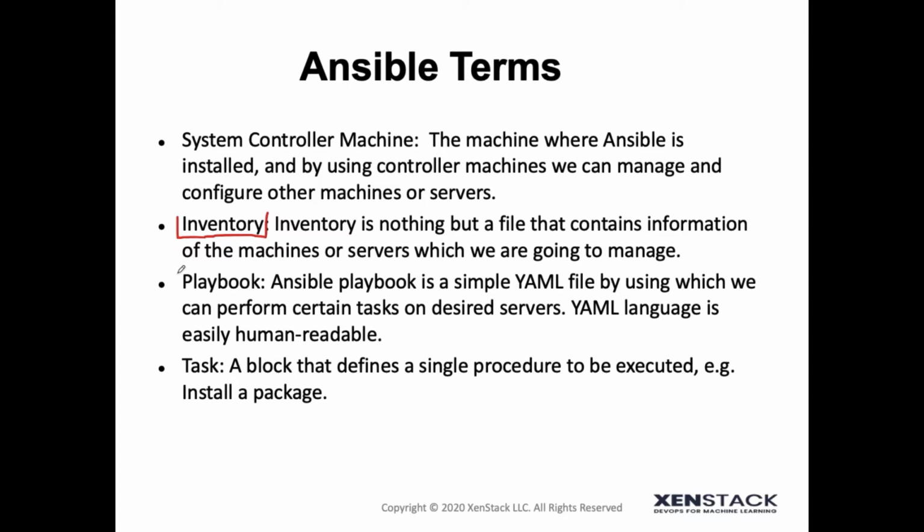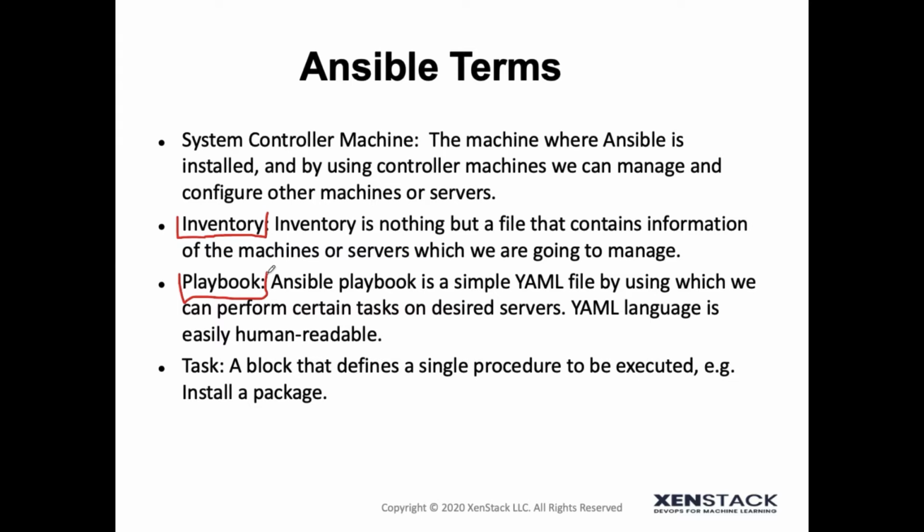Later on, the playbook is the executable part of Ansible. In this playbook, we usually write some tasks, and the playbook tries to execute those tasks on the remote machines. This is written in a YAML file, or YAML configuration file, which is a very simple language and very easily readable by humans. It is not a complicated programming language like Java or any other programming language. It is very easy and human readable.